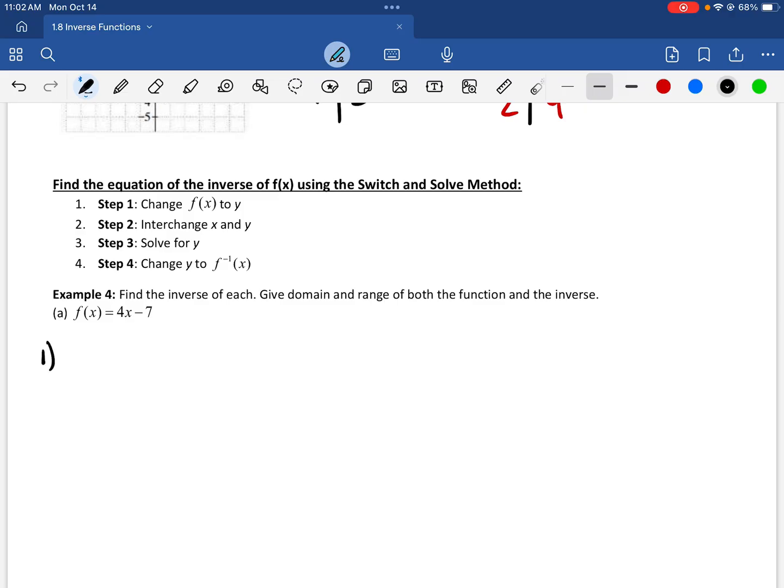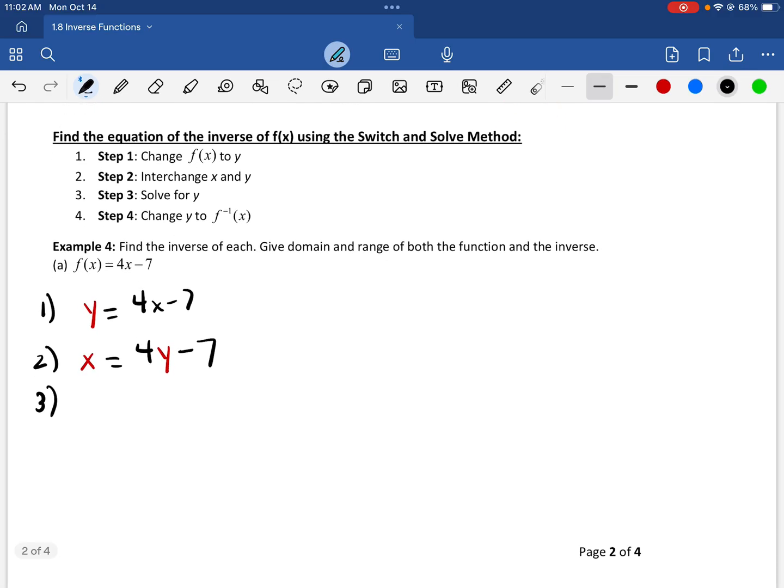So first one is change f of x to y. So it's going to be y equals 4x minus 7. Then step 2 says to switch our x and y. And so you can see there, switching the x and the y. Step 3 is going to be taking that equation that we have there in step 2, and we're going to start solving this for y. So I'm going to go plus 7.